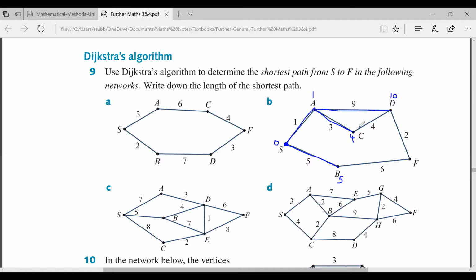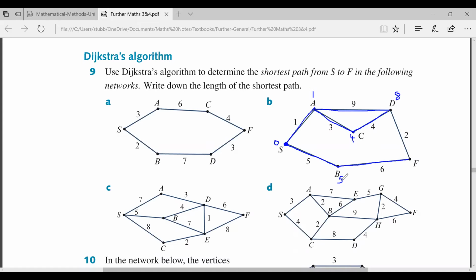And then out of all those ends, the lowest one is 4. So we'll go from 4. Only other possible one is here. So 4 plus 4 is 8. So we're going to replace that 10 with an 8 because 8 is lower than 10. And then we've got two ends, 8 and 5. So 5 is lower, we go for 5.